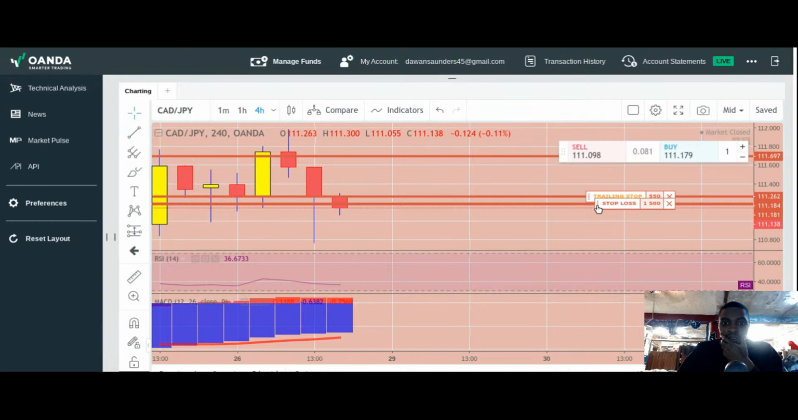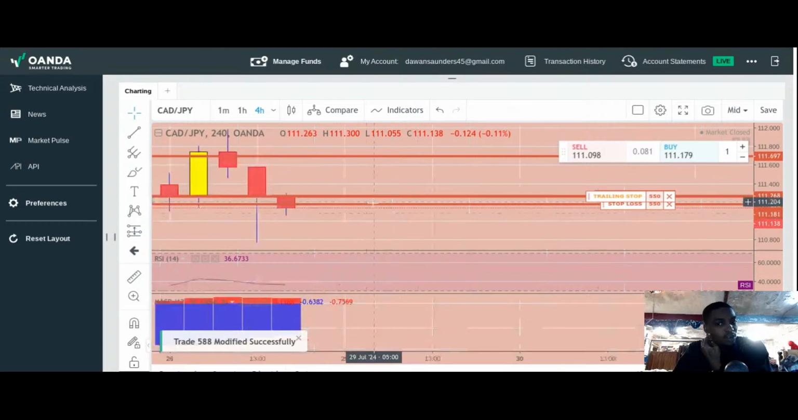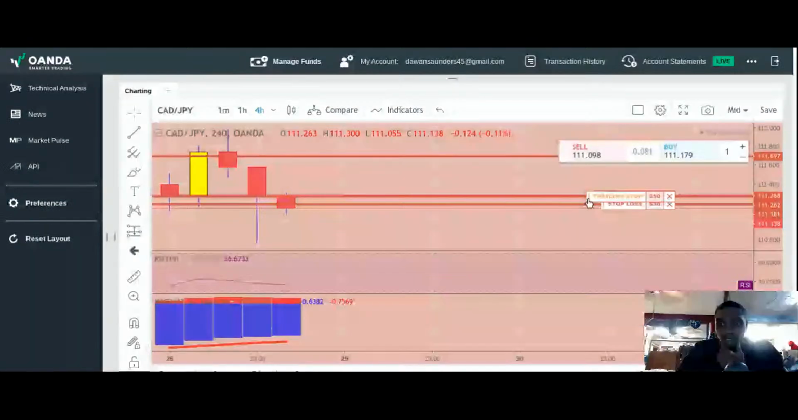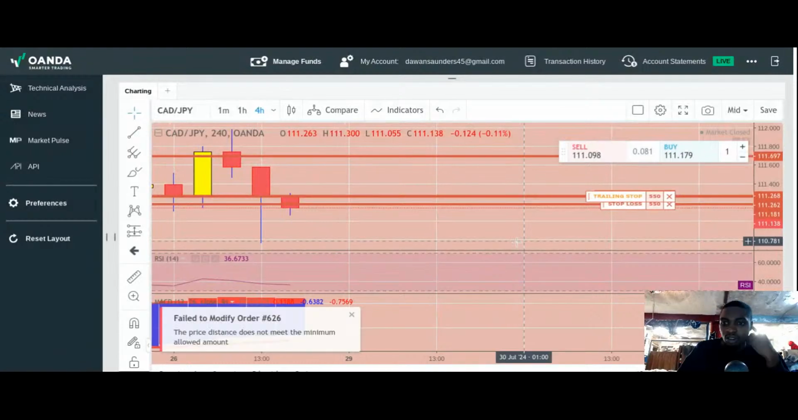For the stop loss, I could move it up, boom. So on a level of resistance, it could probably survive a little bit of resistance. Not our trailing stop loss. I want to put it right on the line of our stop loss. But again, it doesn't meet it. It'd be too close.